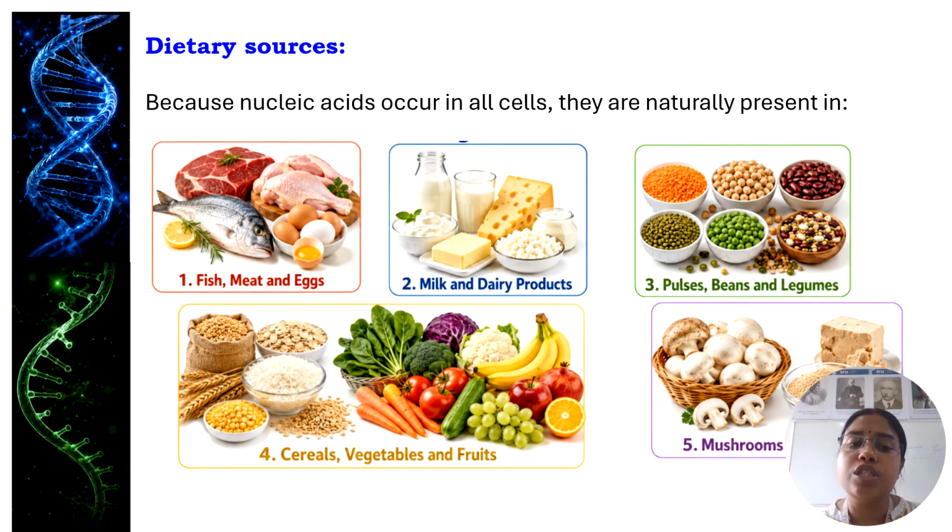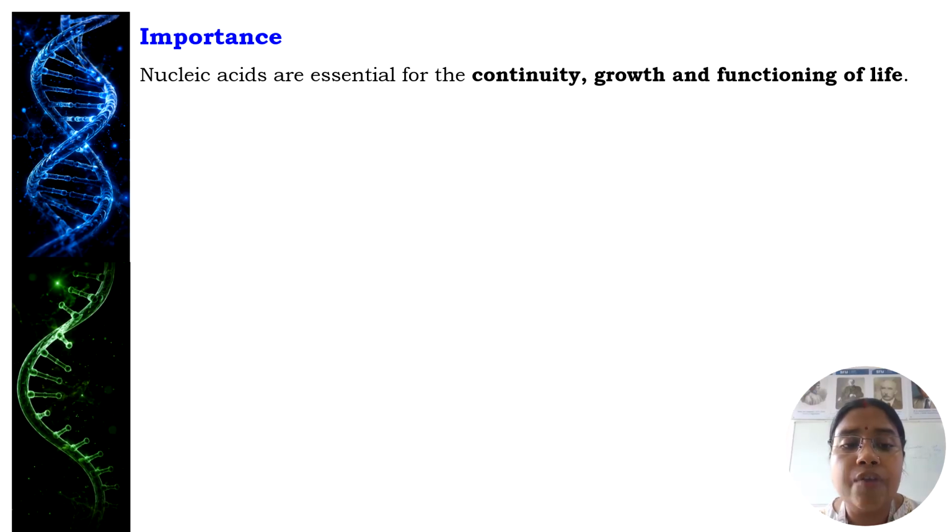Nucleic acids occur in all cells as dietary sources, but they are naturally present in fish, meat and eggs, milk and dairy products, pulses, beans and different types of vegetables and fruits, mushrooms, yeast, etc. What is the importance of nucleic acids?